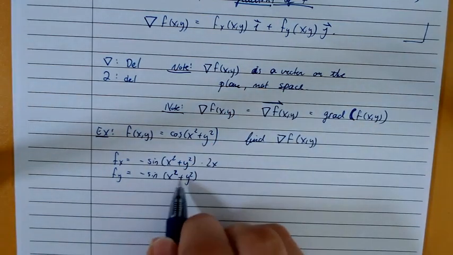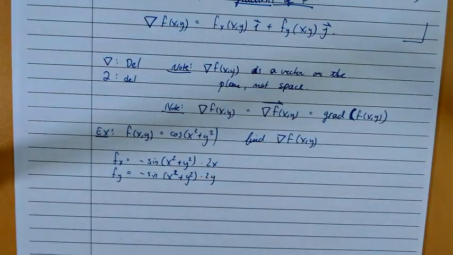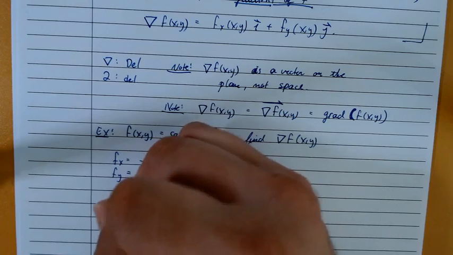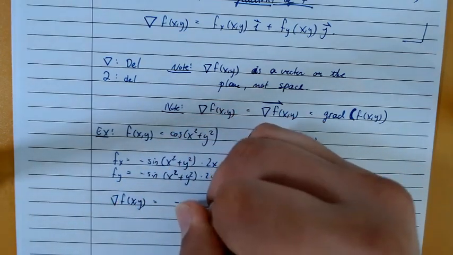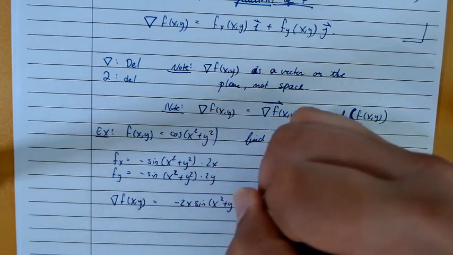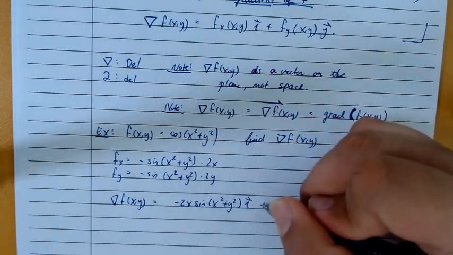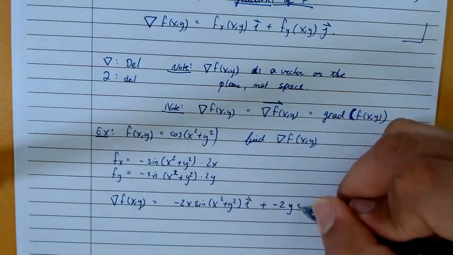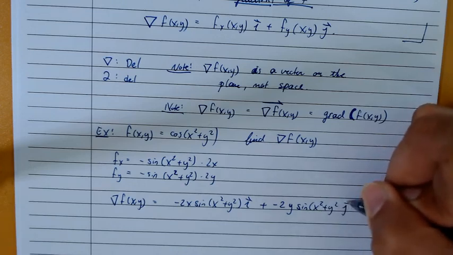But now the derivative of x squared plus y squared with respect to y, well, that's going to be 2y. So that means that the gradient of f at x comma y is going to equal negative 2x times the sine of x squared plus y squared, i, plus, or I guess I should say minus, right? Plus a negative, that's fine, plus negative 2y sine of x squared plus y squared, j.